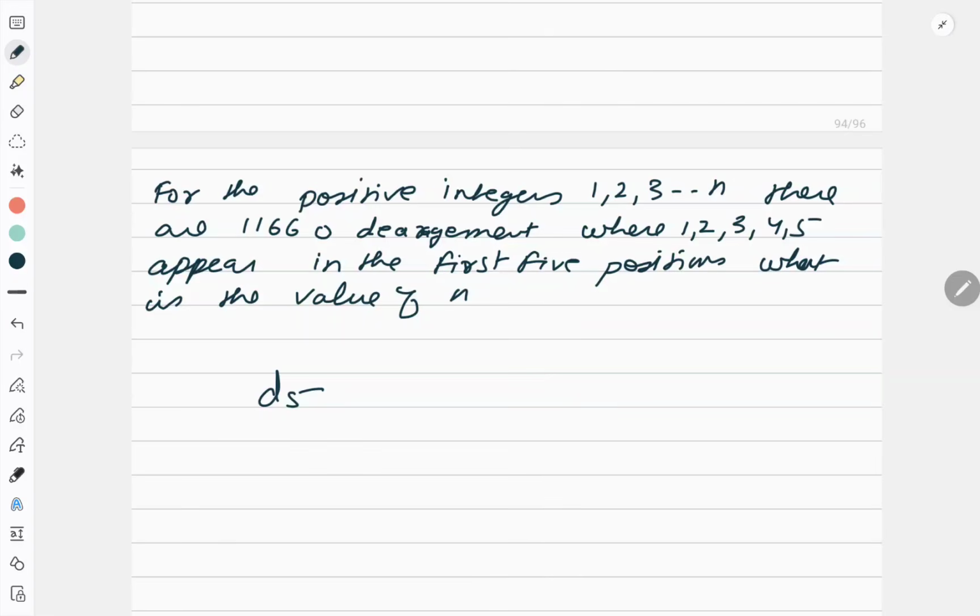Okay, and the last n minus 5. Now if 5 is removed from n, what is left? N minus 5. They can be deranged in D(n minus 5) ways. Hence the number of derangements being considered is D5 into D(n minus 5), correct? And which is given as 11660.